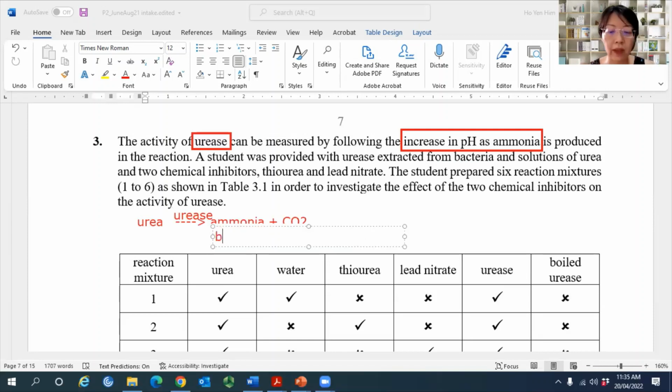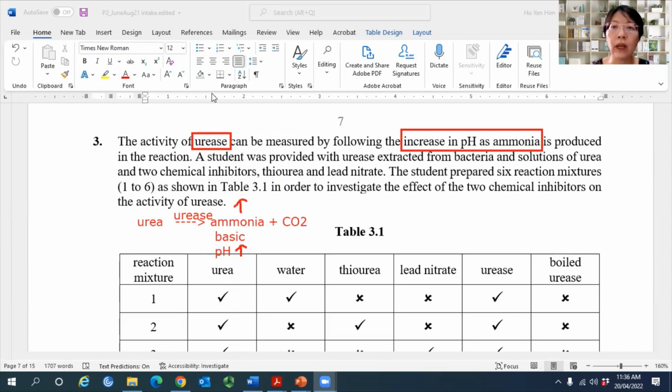Ammonia is basic. So because of that, it will cause the pH to drop. Sorry, what does it mean, drop? The pH will increase, because of ammonia being produced. So when more and more ammonia is produced, the pH will increase. This is how they see whether the reaction occurs.